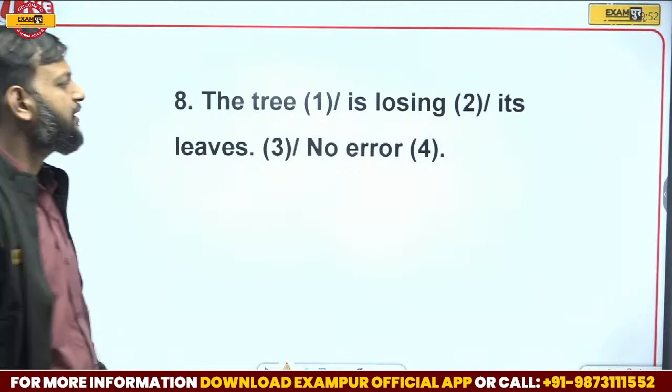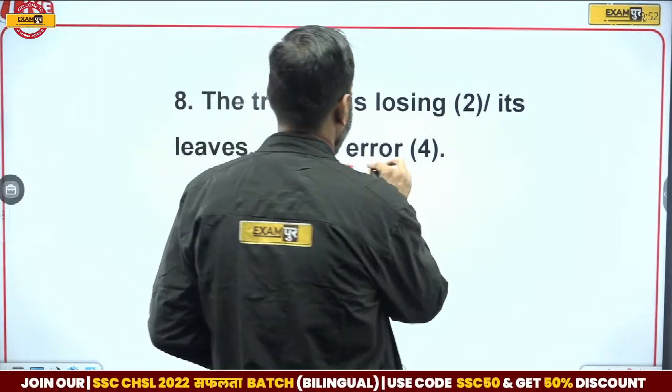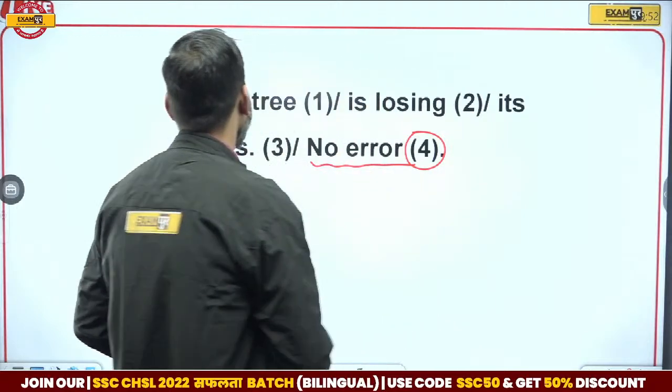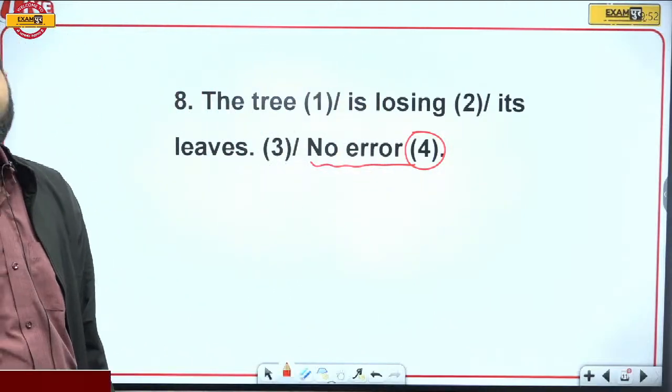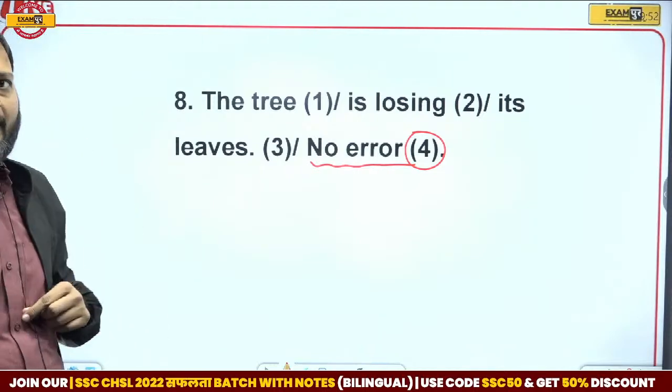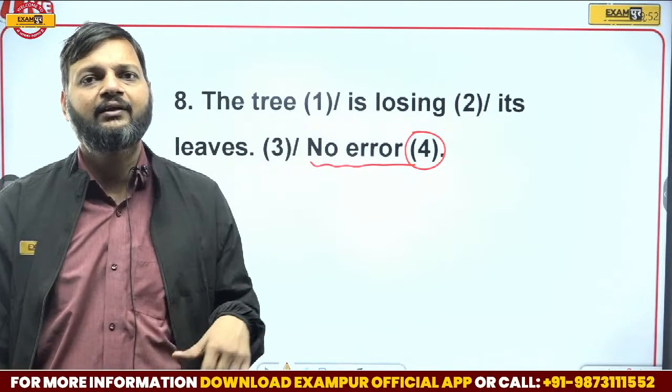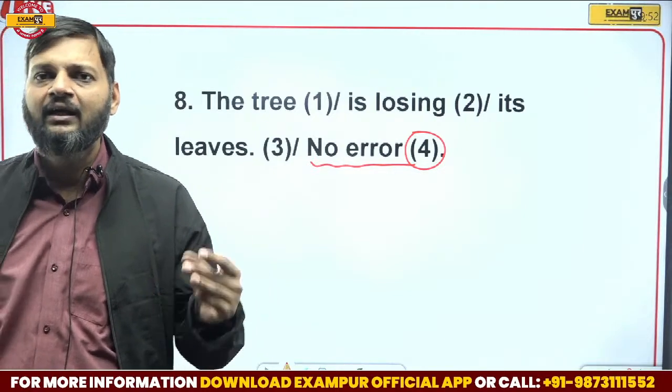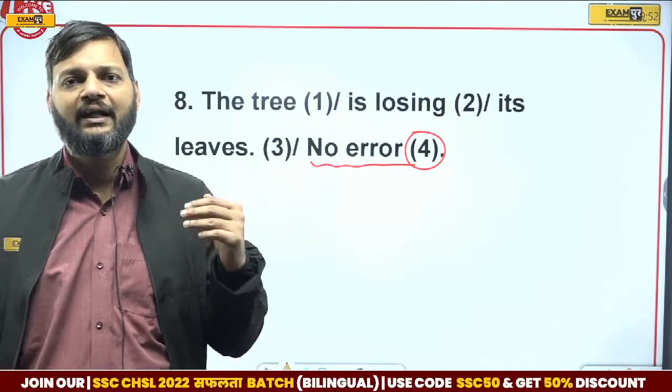See, this sentence has no error. This sentence is absolutely correct. The tree is losing its leaves. If you think that this sentence has any error, let me know what is in your mind. I'll explain it to you.